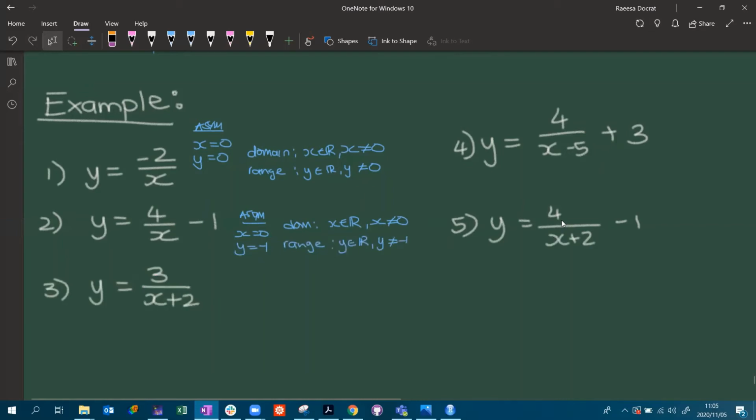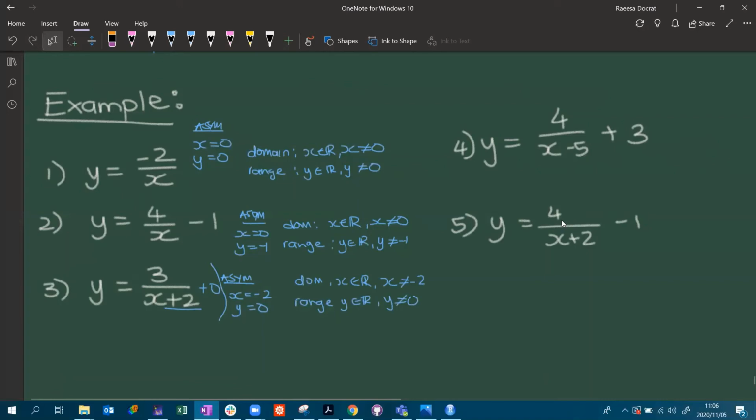Let us do the next one. Again, the first step is to find the asymptotes. The asymptote is x is equal to -2. We change the sign of the p, and y is equal to 0 because there's like a +0 there. So our domain is x is an element of real numbers, but x is not equal to -2. And our range is y is an element of real numbers, but y is not equal to 0.